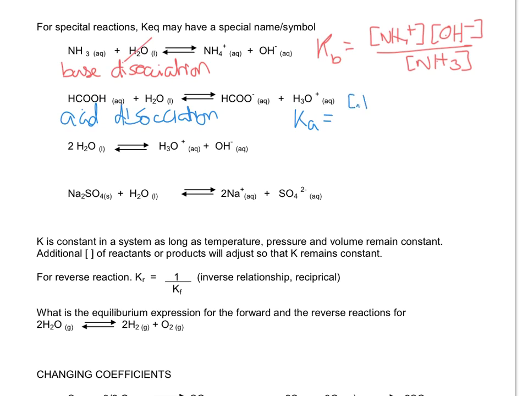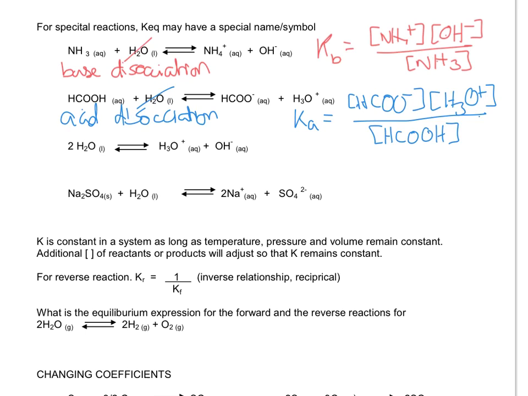You take concentration of the products over concentration of the reactants raised to the power of their coefficients. So concentration of the acetate ion times concentration of the hydronium ion, the H3O plus, divided by the concentration of your acid, the HCOOH. And again, we don't include the water because it's a liquid. The next one is really special.